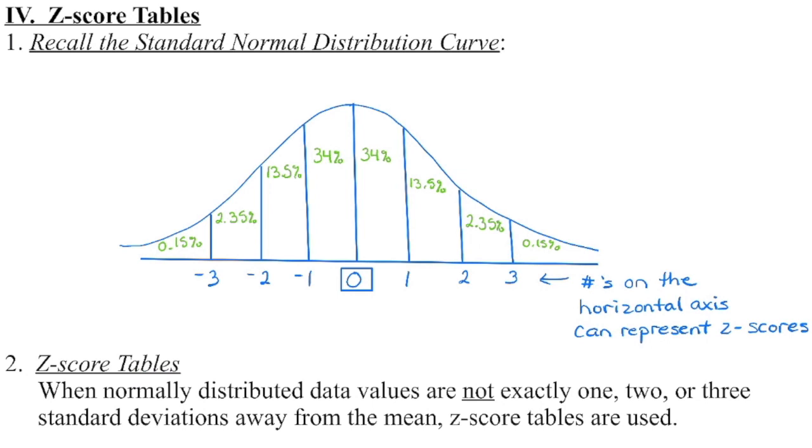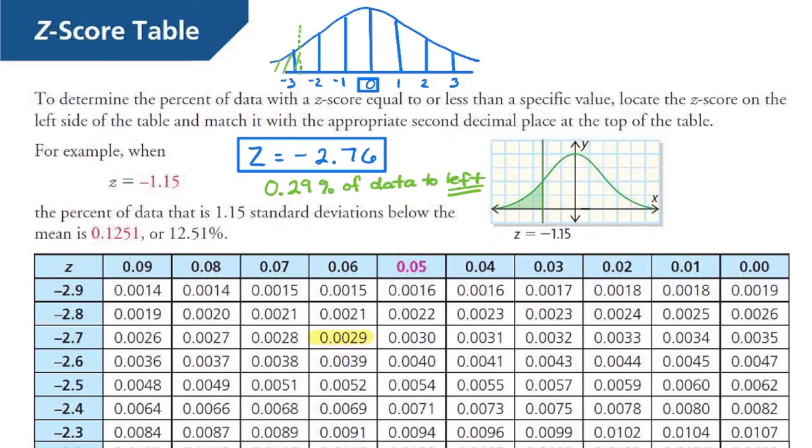Now you have a z-score table in the back of your textbook, so I'm going to get you to grab your textbook, and then if you go into the back, page 580, you're going to see your z-score table there. Let's say that we calculated a z-score value of negative 2.76. The way that you read this is you go down the column to find the nearest tenth. So I'm going to be looking for negative 2.7. So I'm going to go down here.